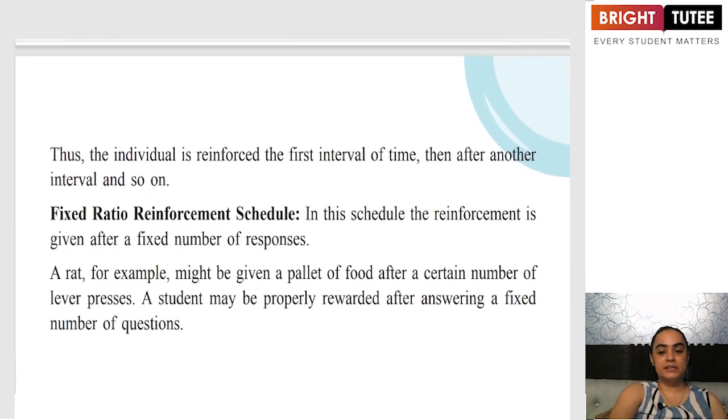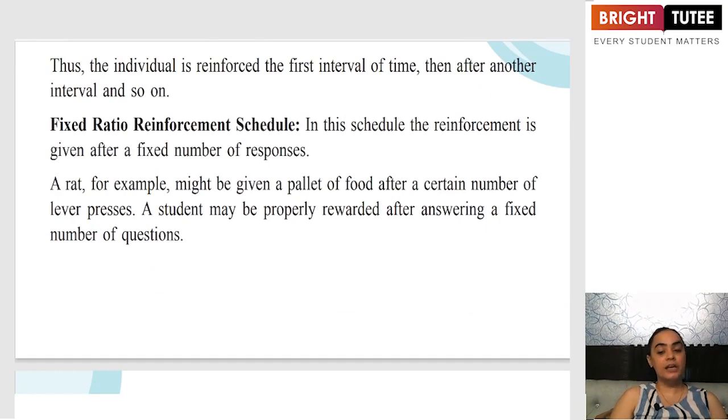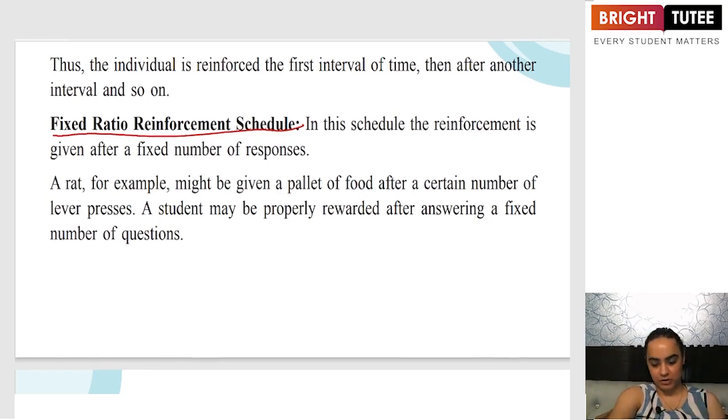Then we have the fixed ratio reinforcement schedule. This means that a person or a child is going to be given a reward only after a fixed number of responses. I am conducting a quiz in the class. I will reward the person only after he or she has given me 5 correct answers. The moment a child reaches the score of 5, he or she receives a chocolate. So, this is the fixed ratio reinforcement schedule, where I have fixed the ratio that after these many correct responses, I am going to award the child with a chocolate. This was fixed ratio reinforcement.